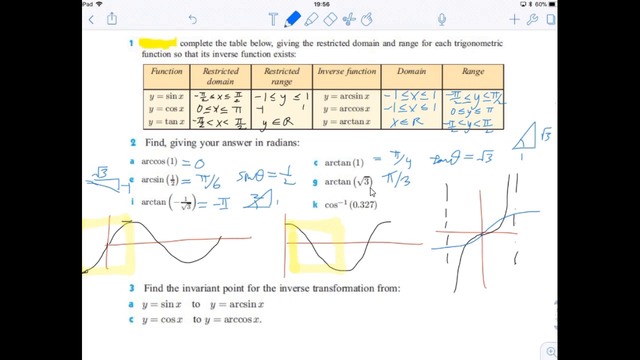And indeed, the range of arctangent, remember, is between negative pi over 2 and pi over 2, so that's okay to be negative pi over 6. Okay.